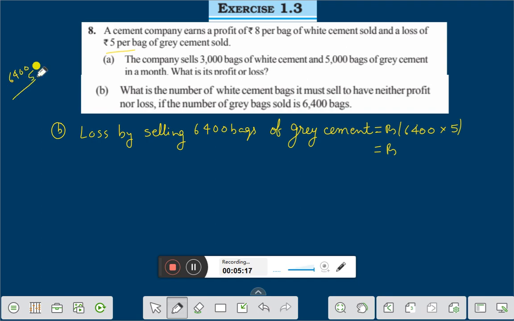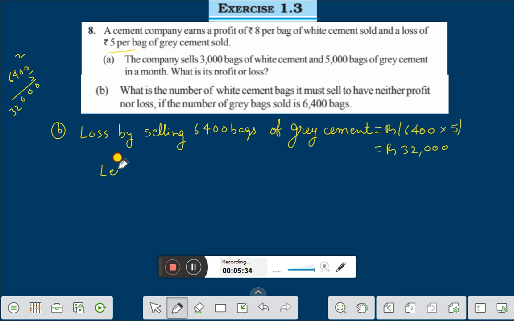6400 into 5. That is 500, 4 5 is 20, 5 30. That comes to 32,000. Right? This is the loss.